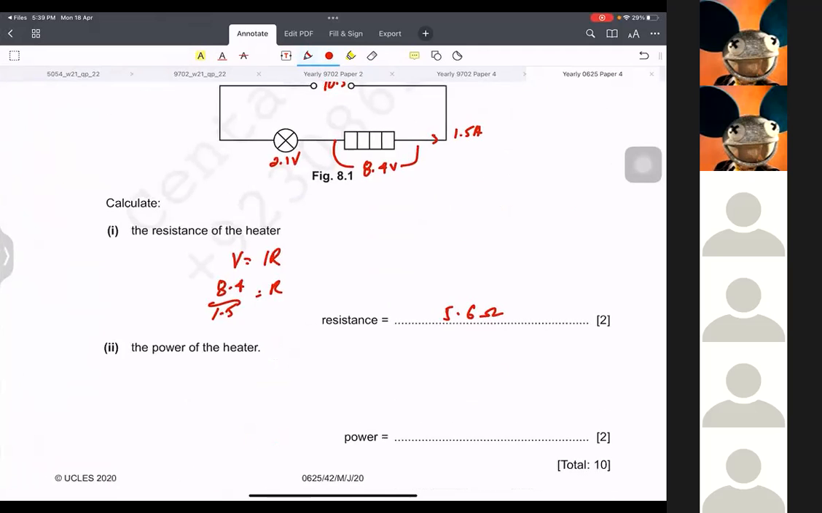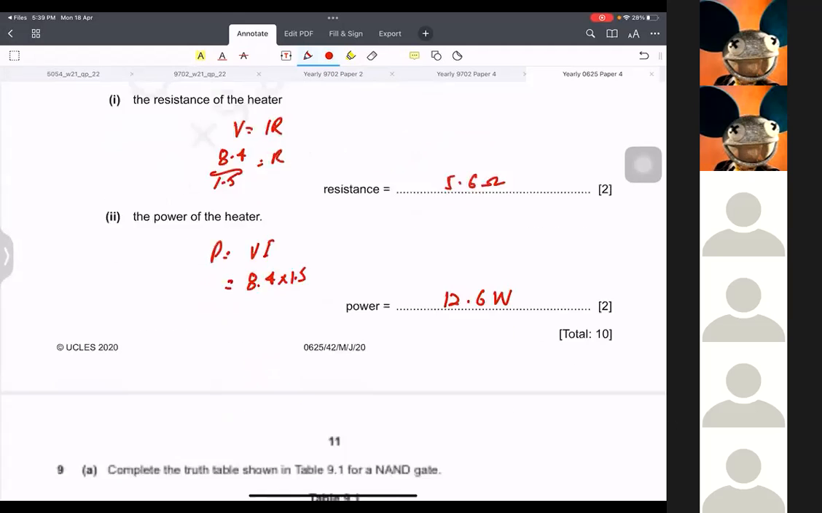Power is VI. Voltage is 8.4, current is 1.5, and the answer is 12.6 watts. Yay.